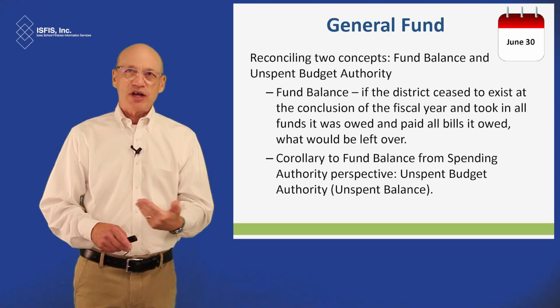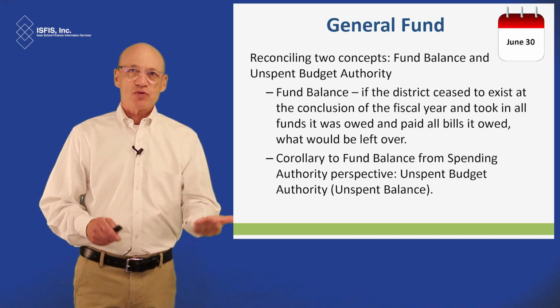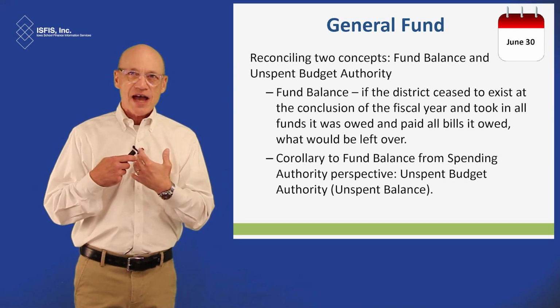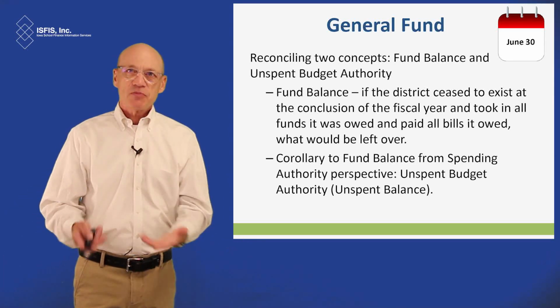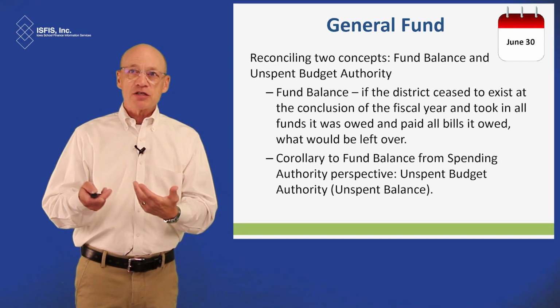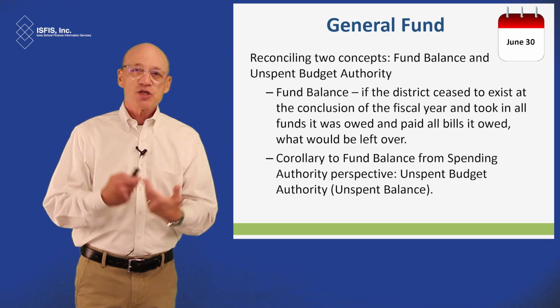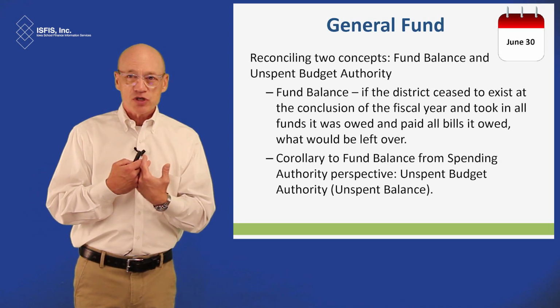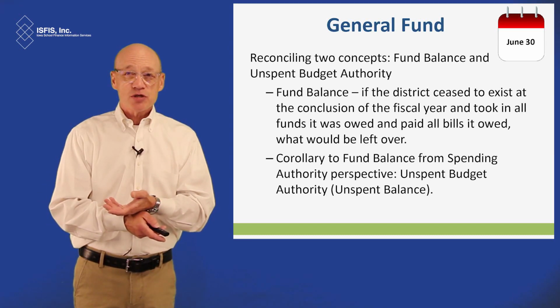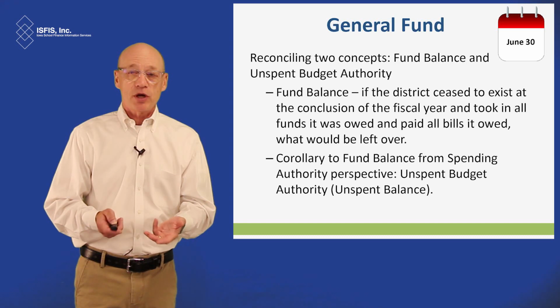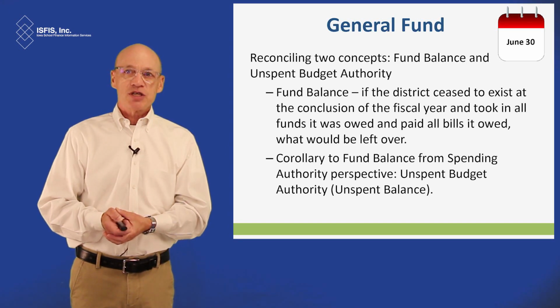Now I want to reconcile two concepts here: fund balance and unspent budget authority. Fund balance is an accounting concept which basically says if the district ceased to exist on June 30th of the fiscal year, took in all the money, all the cash it was owed, and paid out all its bills, it's what's left over. That corollary from a fund to fund balance from a spending authority perspective is our unspent budget authority. If a school district took in all the spending authority it was owed, subtracted all its expenditures for that year, the remaining amount would be the unused or unspent budget authority, sometimes termed unspent balance.